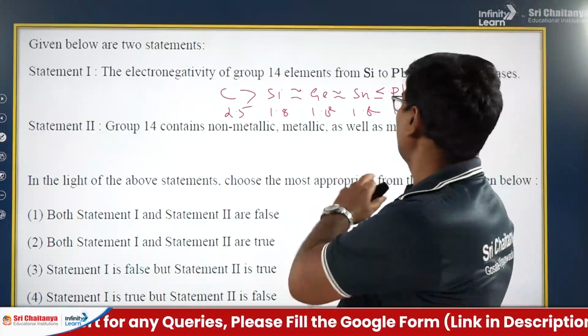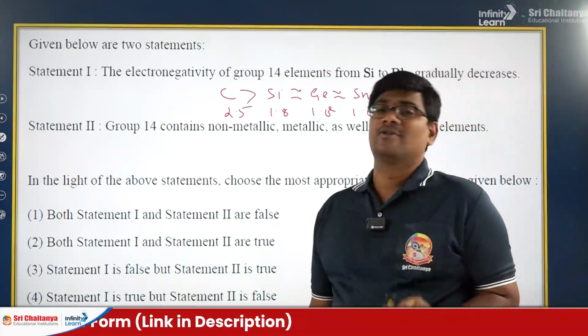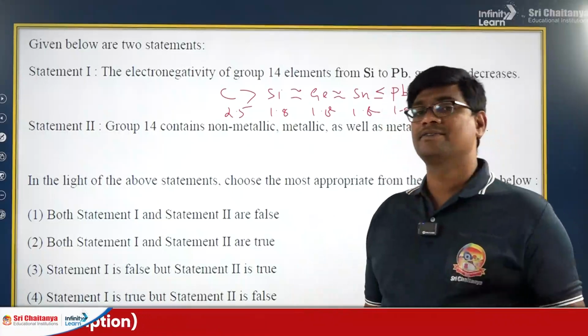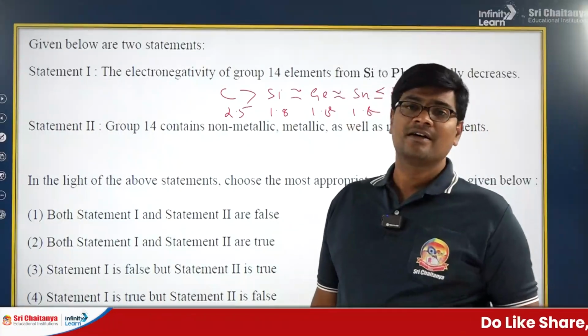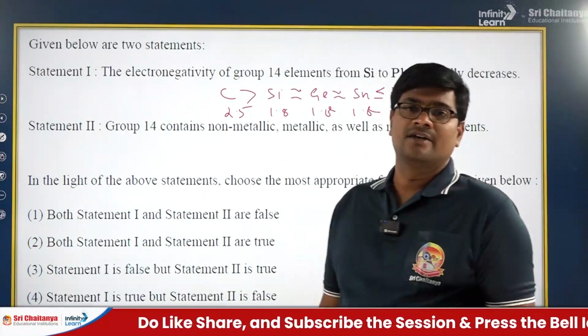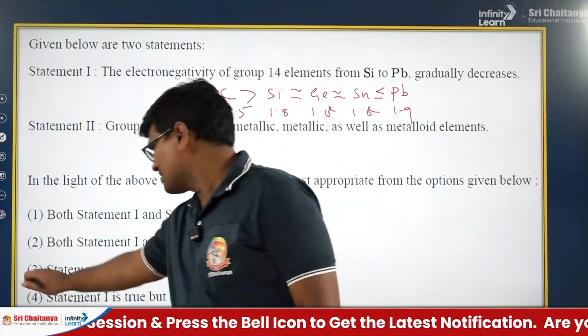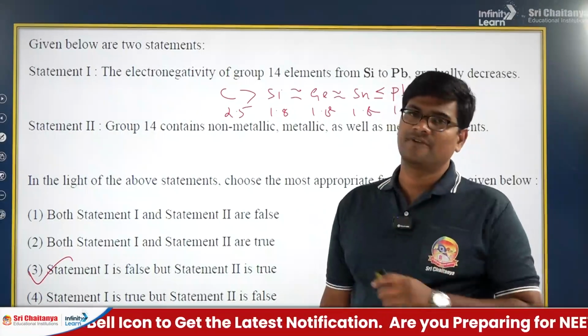Next, group 14 contains non-metallic, metallic as well as metalloids. Obviously, right? Group 14, what is the non-metal in that? Carbon. Metalloids: silicon, germanium, and metals: tin and lead. So statement 2 is right. Statement 1 is false. Statement 2 is true. Therefore, the right option is option 3. Let's go for the next question.